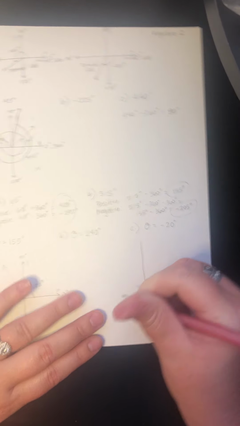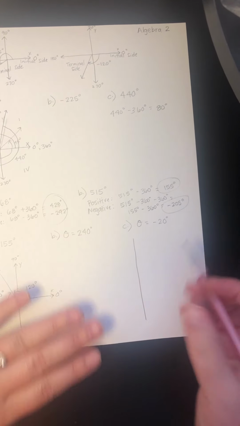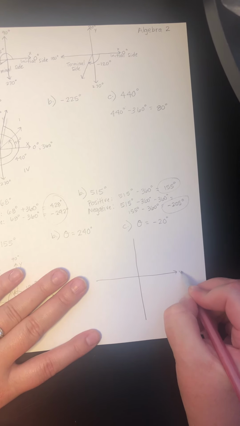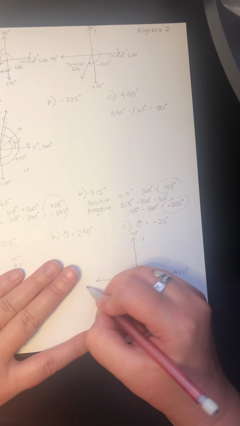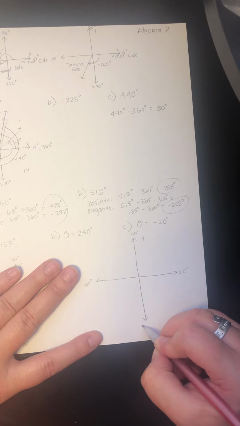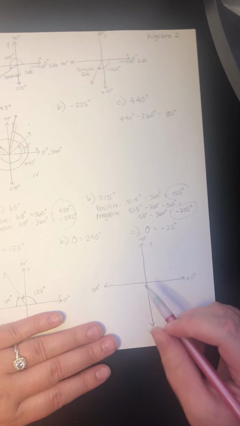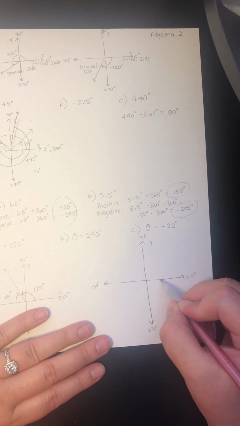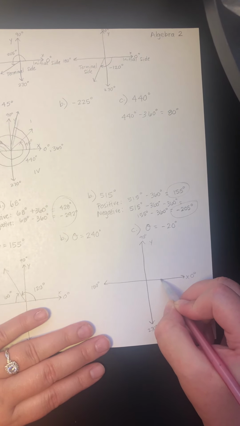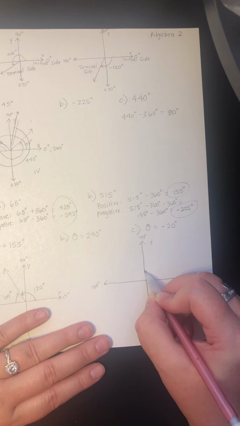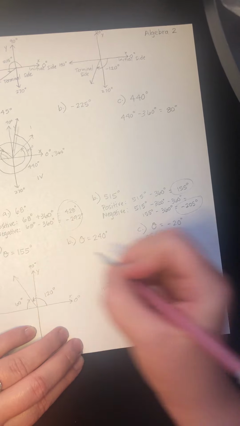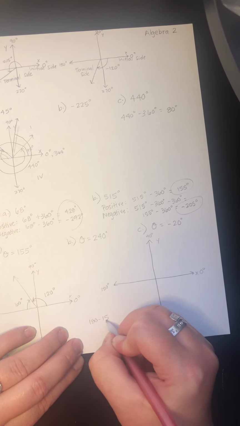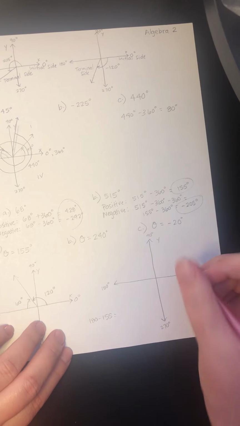I'm sorry, I didn't write these down. So we want to find the reference angle for 155 degrees, 240 degrees, and negative 20 degrees. So for 155 degrees, we have a positive angle. We're going to start at 0, go to 90. If we go to 180, that's too much. So 180 minus 155 will tell us what we're left with.